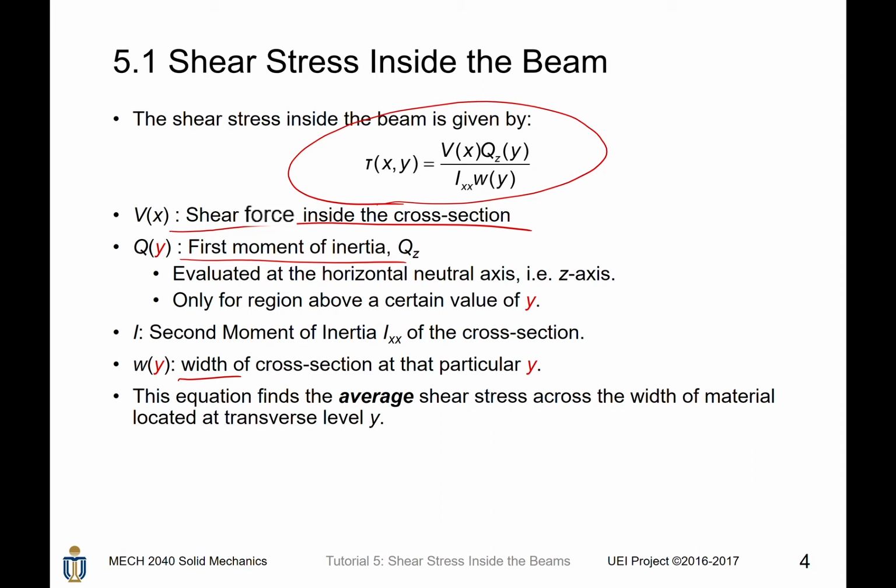But all in all, if you are not going to go through the derivation below, then what I can tell you is that the most important formula for this tutorial is tau equals VQ divided by Iw. So this is the most important thing that you are going to apply in the problems, but in the following I will still try to derive the formula for you.